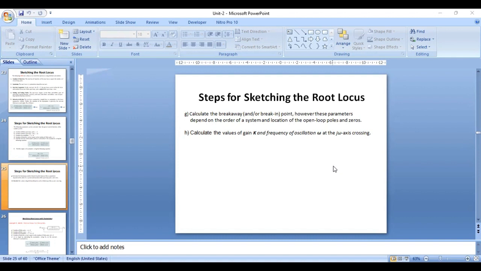After calculating these points, the next step is to calculate the angle of departure and angle of arrival. If there are any complex poles or complex zeros, this angle of departure or arrival comes into the graph. The final step is to calculate the point of intersection of the root locus with the imaginary axis by substituting s equal to j omega in the characteristic equation, then separating the real part and imaginary part and solving the two equations for omega and K. The value of omega gives the point where the root locus crosses the imaginary axis, and the value of K gives the gain K at this crossing point.